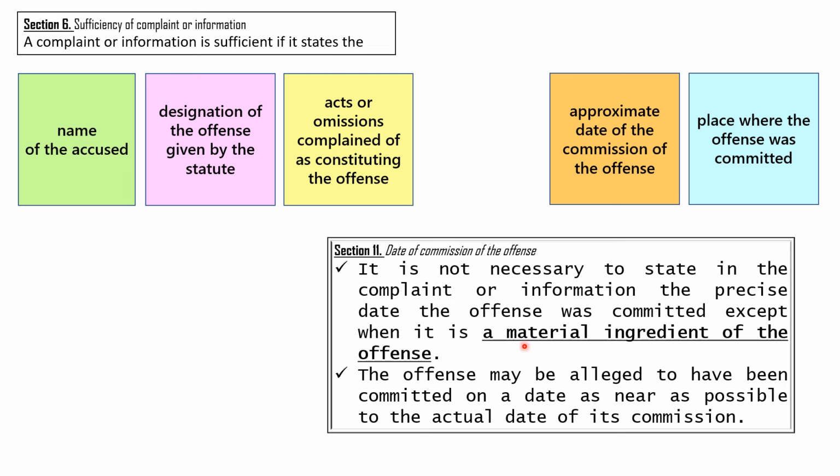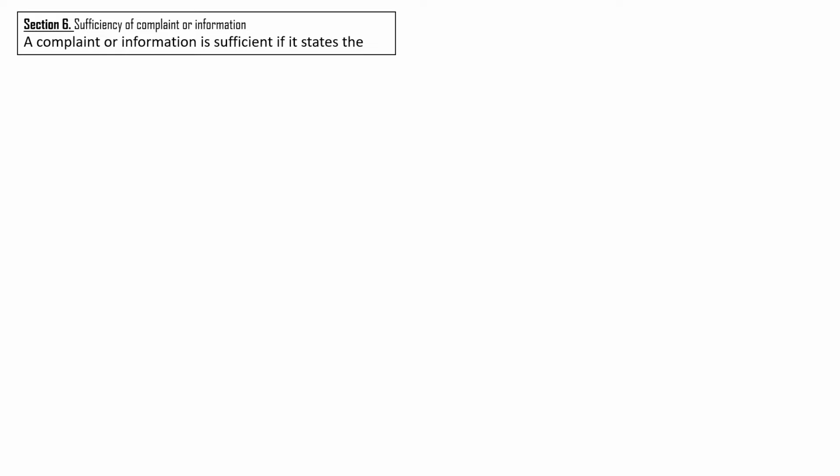If date is a material ingredient of the offense, then you have to state the date. Like for example, in an election offense or in an infanticide, so you really have to state the exact date. The offense may be alleged to have been committed on a date as near as possible to the actual date of its commission.